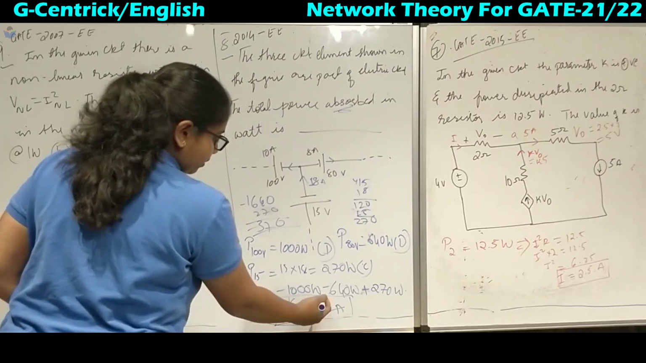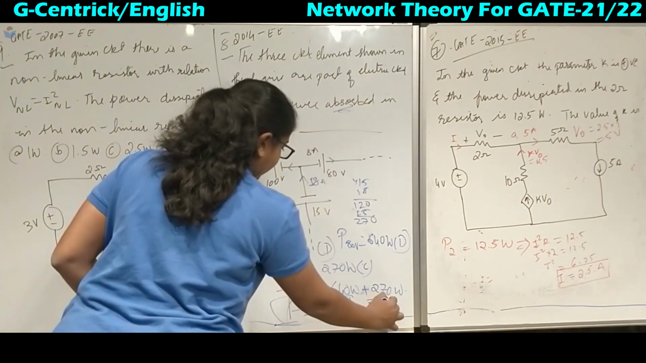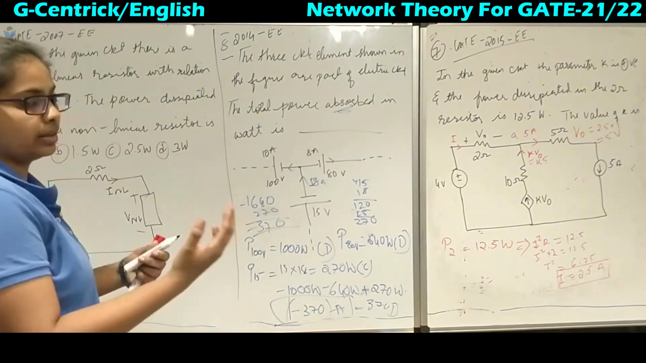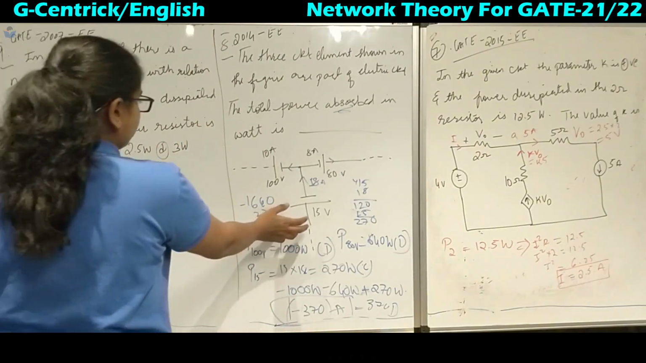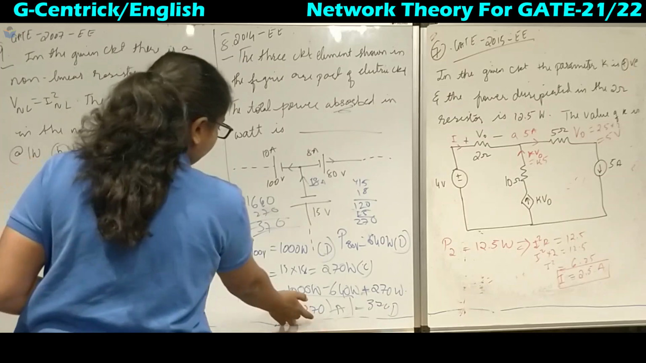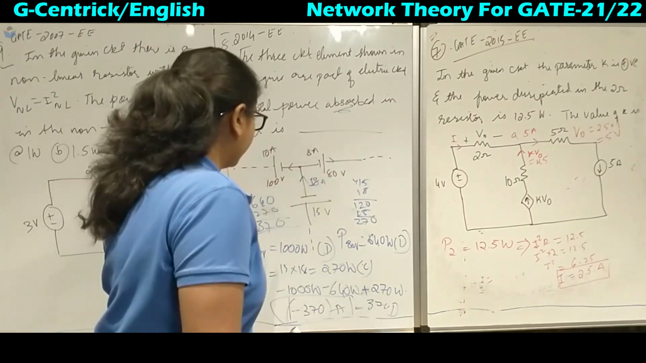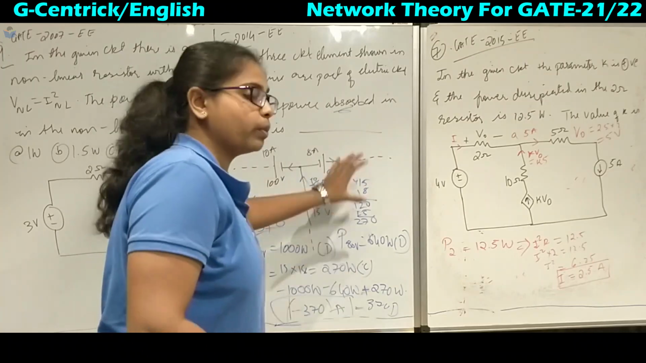So if minus 1370 is absorbed, then 1370 will be delivered. Okay, this is the concept. So how much you give, that much you will accept. So if the direction has changed, then we will get positive, it depends. Now this whole thing, if you see, power absorbed must be equal to power delivered.